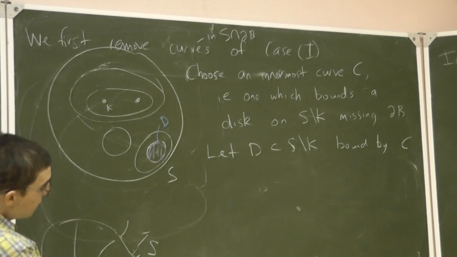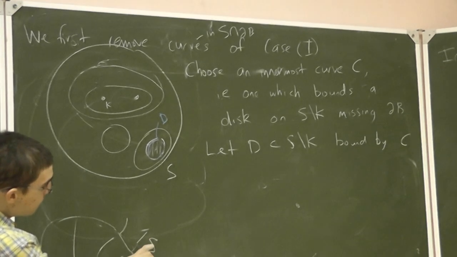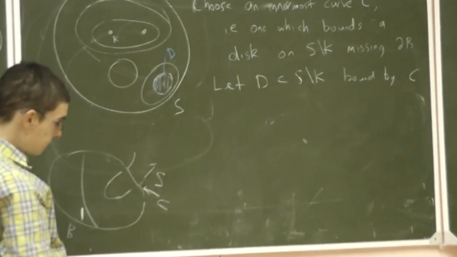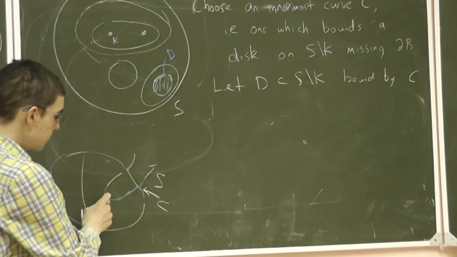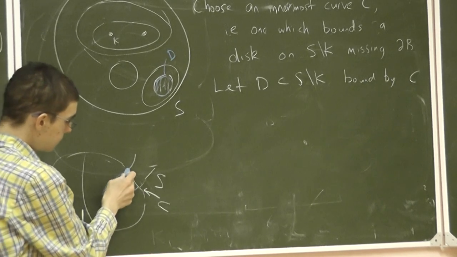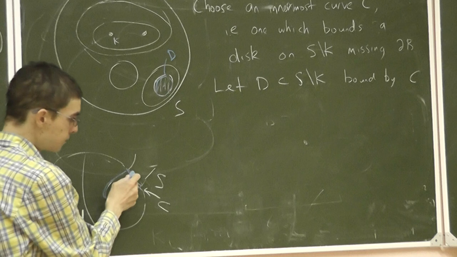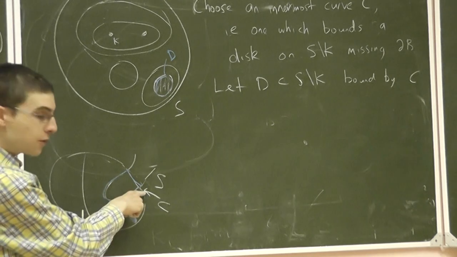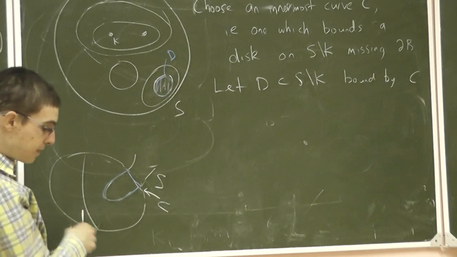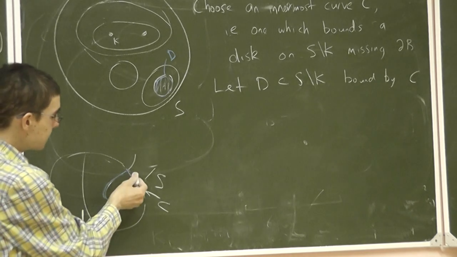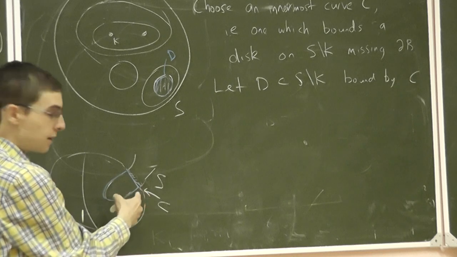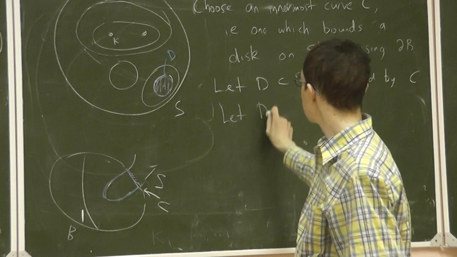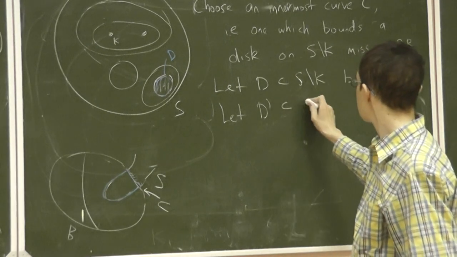See? On the one hand, on the sphere, this curve bounds the blue disk. And on the other hand, this curve lies on the boundary of B, so it also bounds a disk on B. So that gives D prime on the boundary of B.